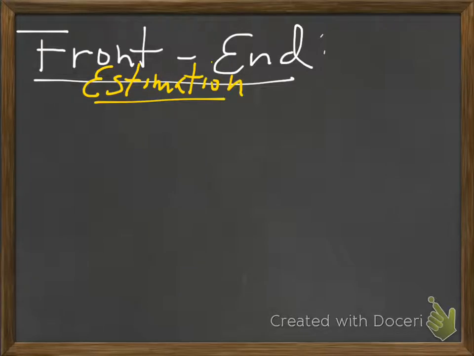Okay, I think you know what rounding is, and we've done that in class. Clustering is pretty straightforward, as are compatible numbers. And we'll have some examples for rounding and compatible numbers on the next slide. But right now, let's talk about front-end estimation.